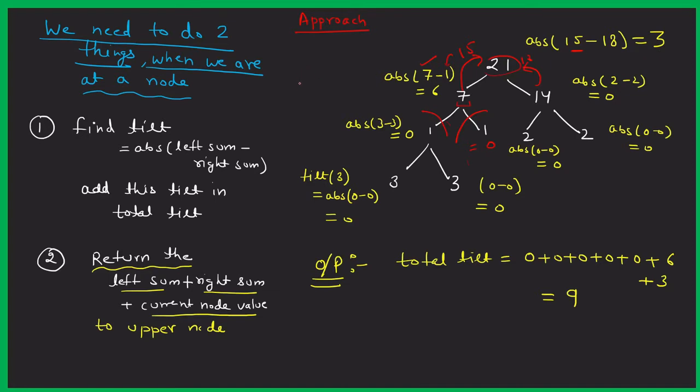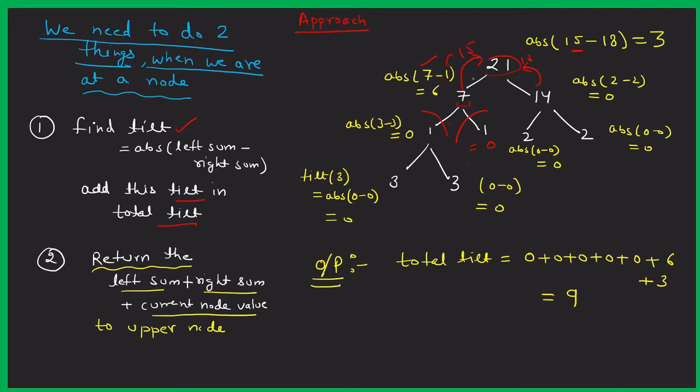So actually we are doing two things at each node of this tree. For example, when we are at 7, we are finding the tilt. The tilt is, as per the formula, the absolute difference of left sum and right sum. So the absolute difference will be 7 minus 1. And we are adding this tilt to the total result. So we are adding this 6 to the total result.